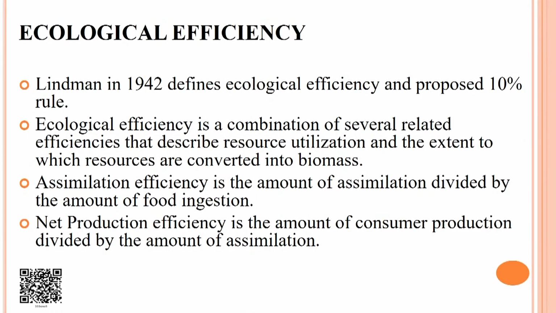Now we come to the next section, that is ecological efficiency. Lindeman was the first person who defined ecological efficiency in 1942 and proposed the 10% rule. Ecological efficiency is a combination of several related efficiencies that describe resource utilization and the extent to which resources are converted into biomass. Assimilation efficiency is the amount of assimilation divided by the amount of food ingestion. Net production efficiency is the amount of consumer production divided by the amount of assimilation.